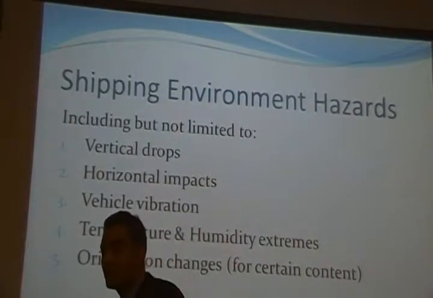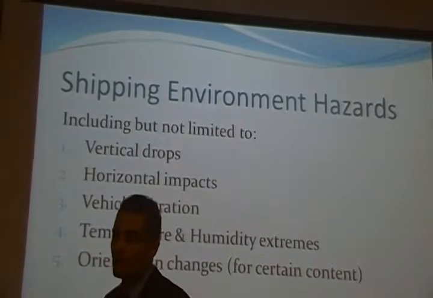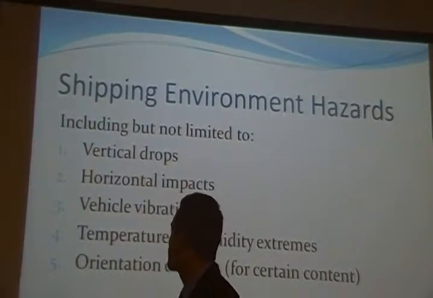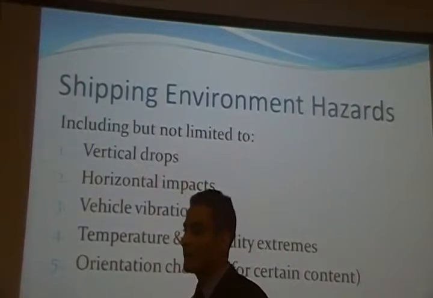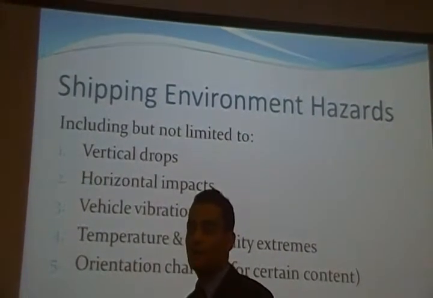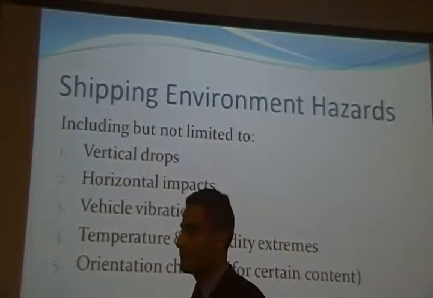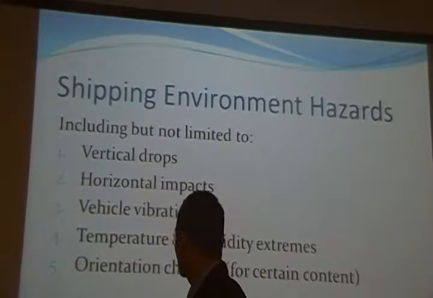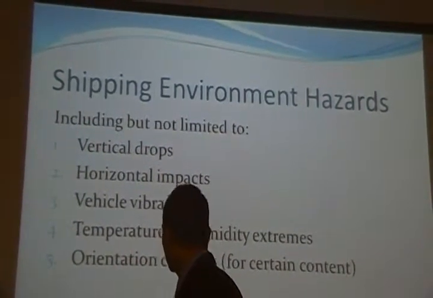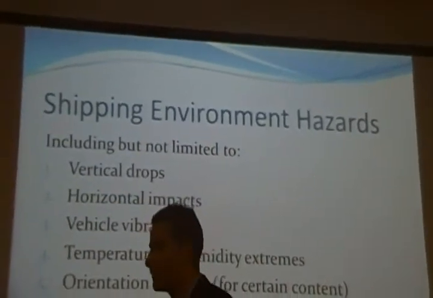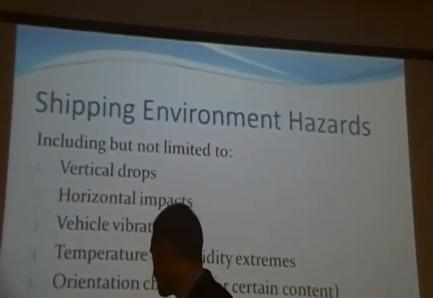The shipping environment hazards, these are the most typical ones: vertical drops due to mishandling, like a worker just dropping the package; horizontal impacts due to machinery or vehicle vibration, machinery vibration as well; temperature and humidity extremes; and orientation changes, that can be because some package content might be sensitive to orientation.